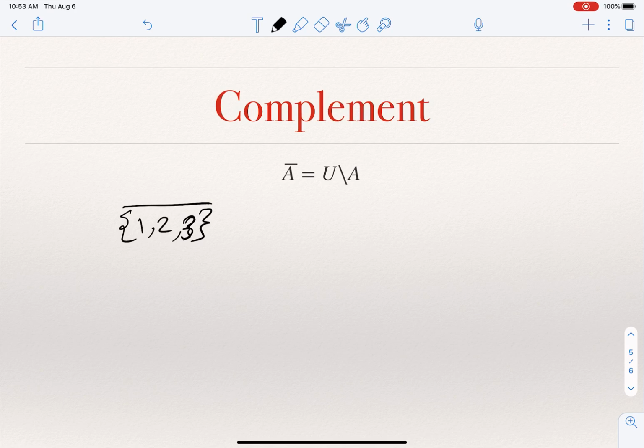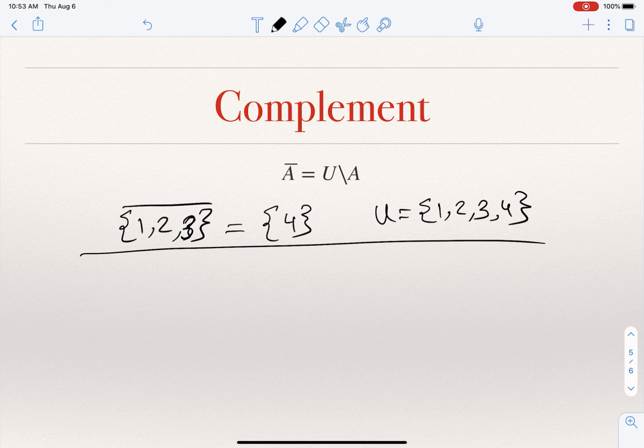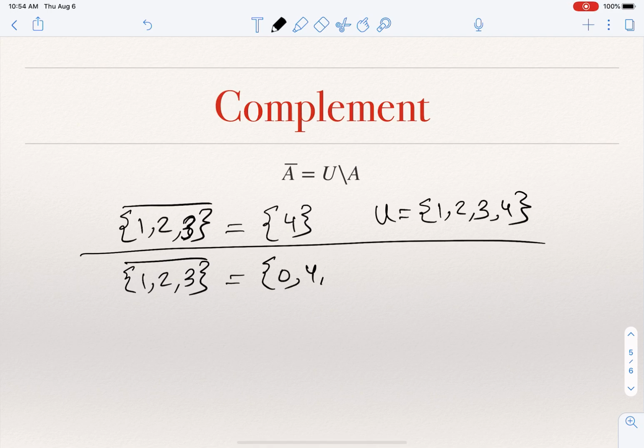Well, if the universe I'm talking about, the set U, is the set of numbers 1, 2, 3, 4, then the complement of this is just 4. This is assuming U is 1, 2, 3, 4. But if I am talking about the set of all natural numbers, then what is the complement of this? Well, if the universe was the set of all natural numbers, 0, 1, 2, 3 to infinity, then it is 0, 4, 5, 6, and so on. This is again if the universal set was N.